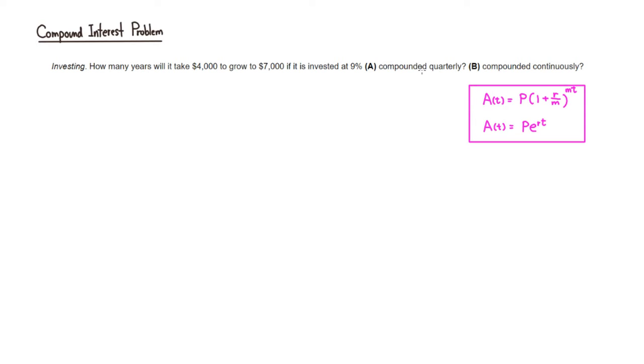Compounded quarterly indicates that the number of compounding periods per year is going to be 4. So that'll be m. M is going to be equal to 4. $4,000 is the initial investment, so this is going to be P. The $7,000 is the future value, so this is going to be A sub T, the future amount after T years. Then invested at 9%, so 9% in decimal, R is going to be 0.09.